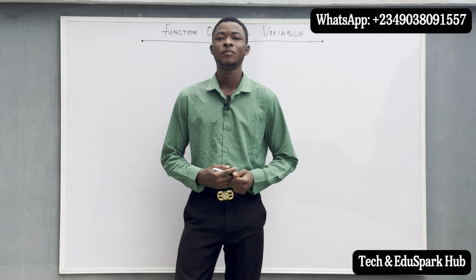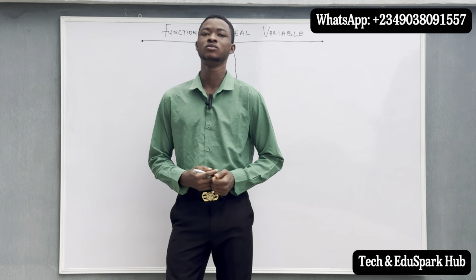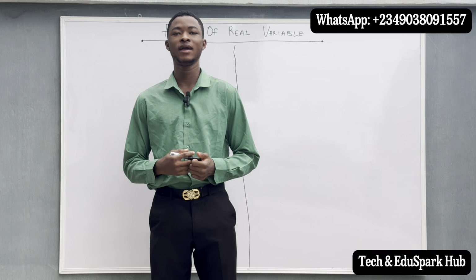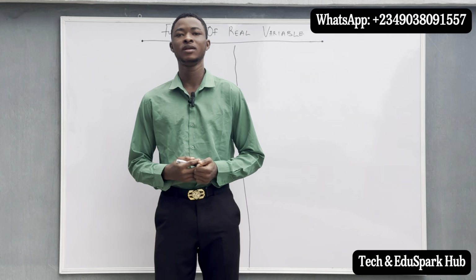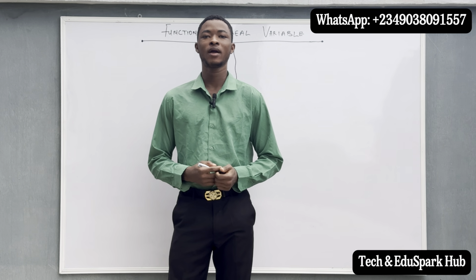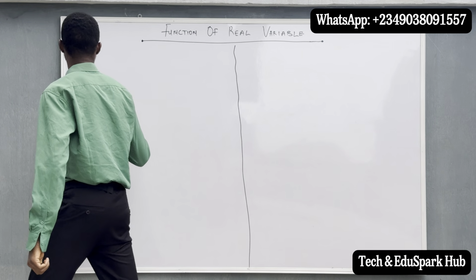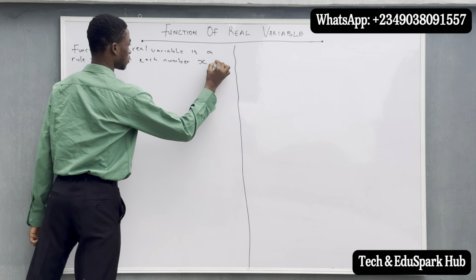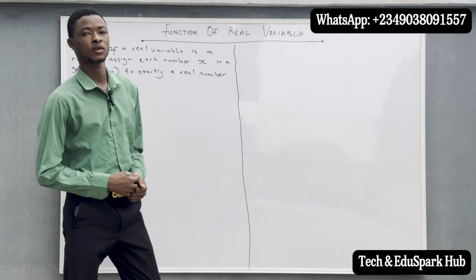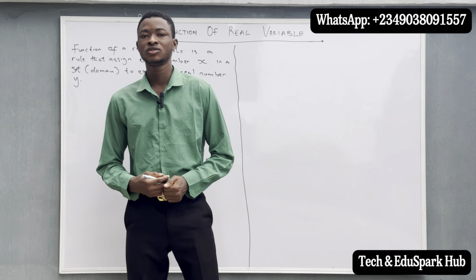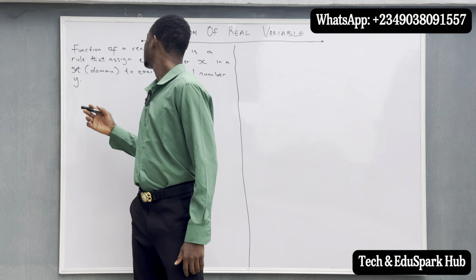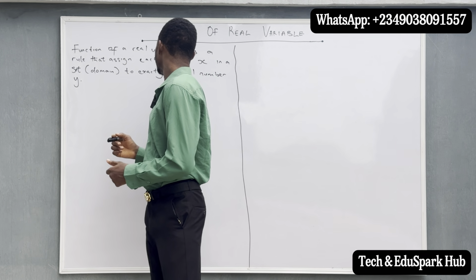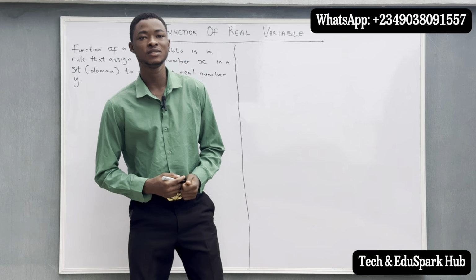So what do we understand by the function of a real variable? By definition, the function of a variable is a rule that assigns a number x in a set, also known as domain, to exactly a real number y. So let me just put that down. This is the simple definition of the function of a real variable.